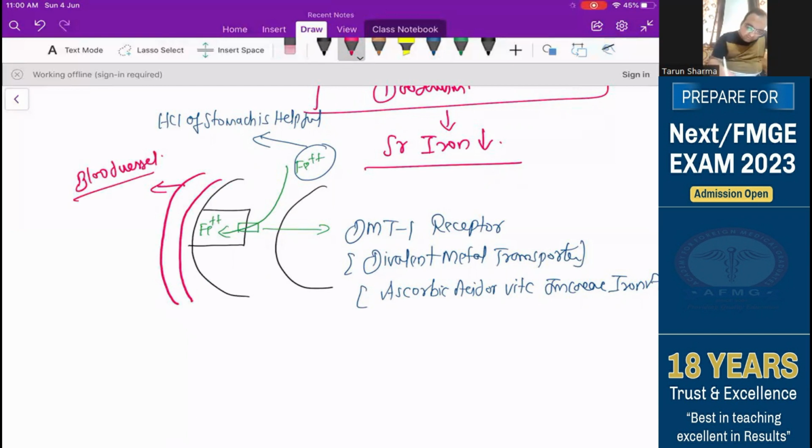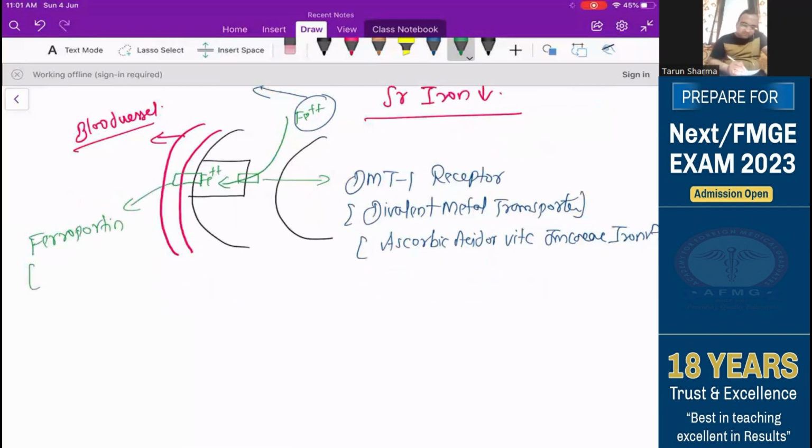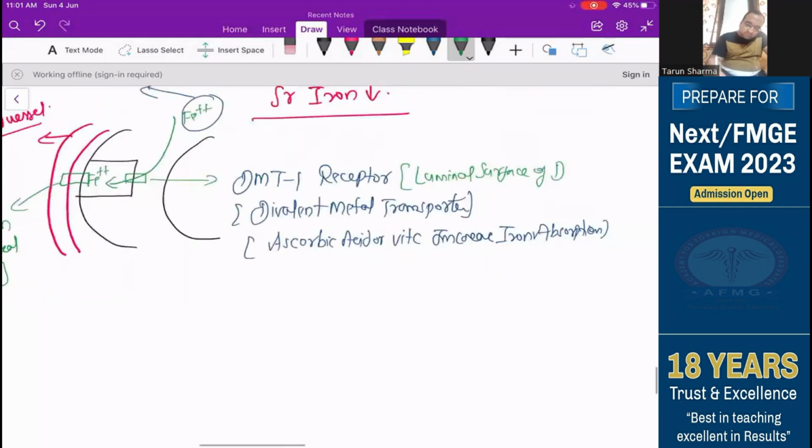So now this ferrous form of iron will enter the blood vessel from the duodenal cells with the help of one receptor called ferroportin. Ferroportin is present on the duodenal cells, on which surface? The basolateral surface. The basolateral surface of duodenal cells carries one very important iron transporter called ferroportin, while the DMT1 receptor is present on the luminal surface of duodenal cells.